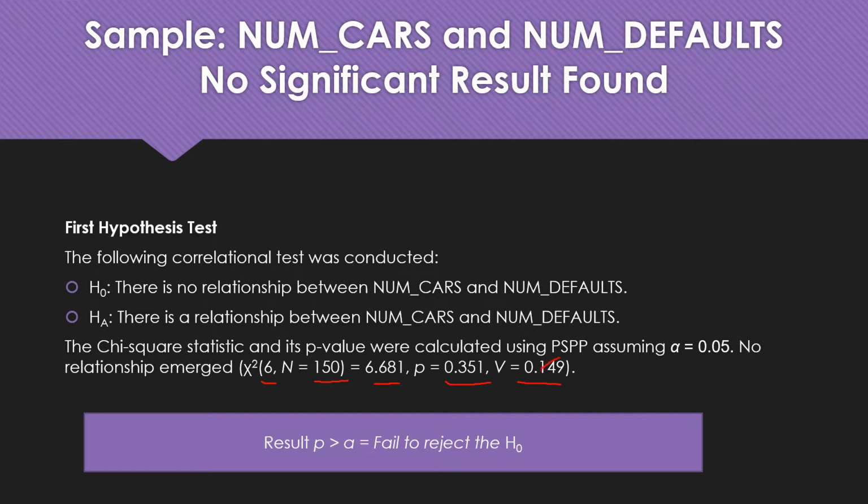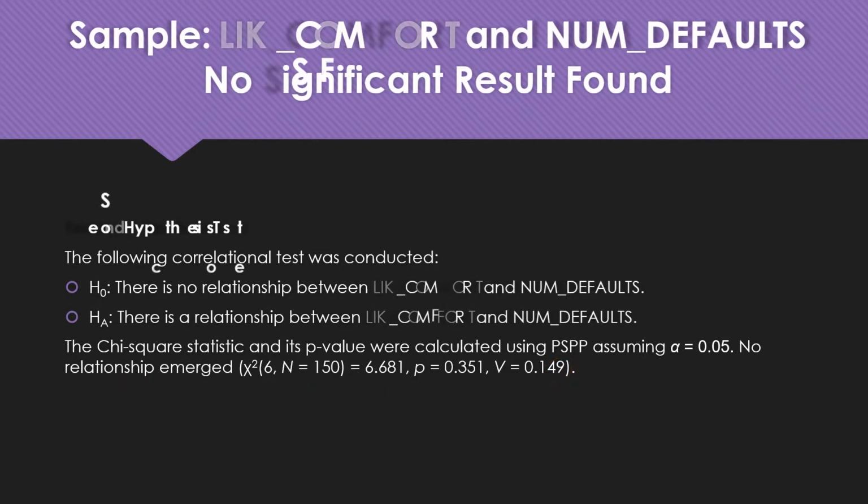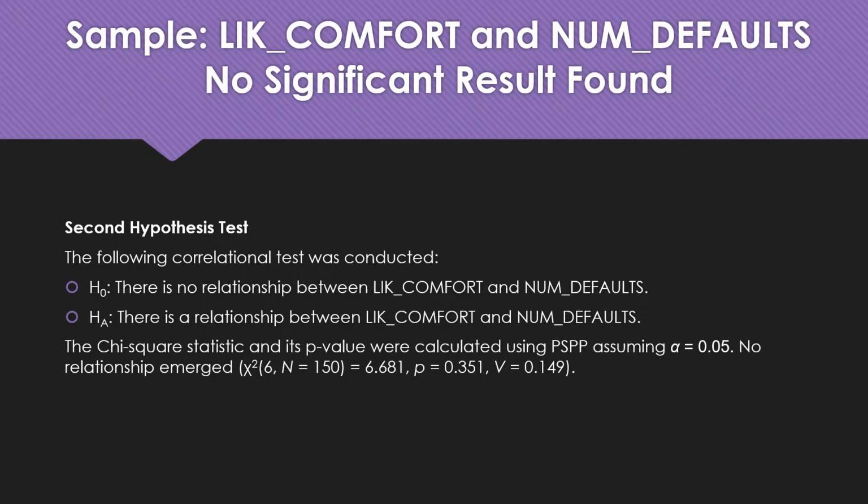This value right here gives us the information that there is no relationship that emerged from when the test was performed. The second hypothesis test performed involved a sample, light comfort and num defaults. Once again, this analysis using the PSPP tool revealed no significant result found.